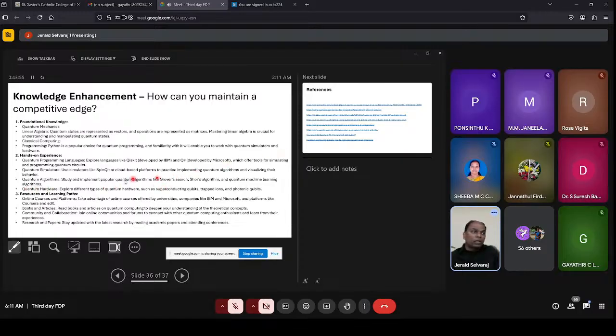Then a lot of online courses are available. IBM, Microsoft, Coursera and edX have introduced a lot of courses where you can learn. A lot of new courses are coming.